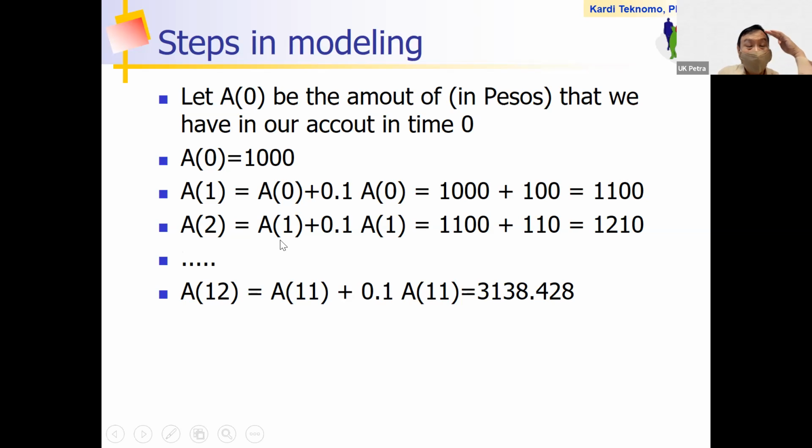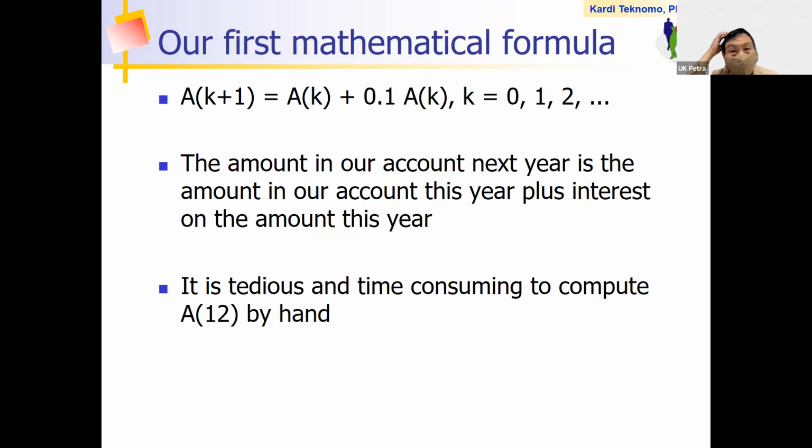In A2, it depends on the previous value, which is A2 is equal to A1, not A0, plus 0.1 times A1, right? So you get 1,210 and so on. Okay, so you can put this into Excel if you want, and you will get A12 is equal to A11 plus 0.1 A11, which is 3,138 something. So this is our first mathematical model. What is this? This is a first order difference equation, right? You will see this is A(k+1), and then this is A(k) plus 10% of A(k).